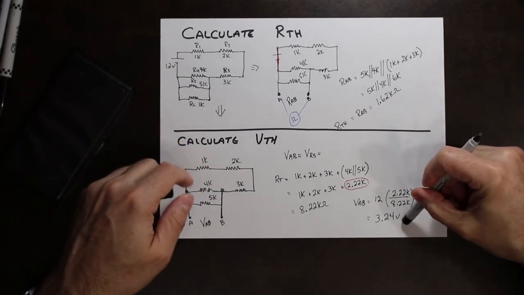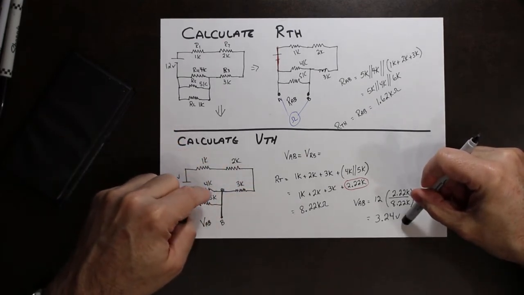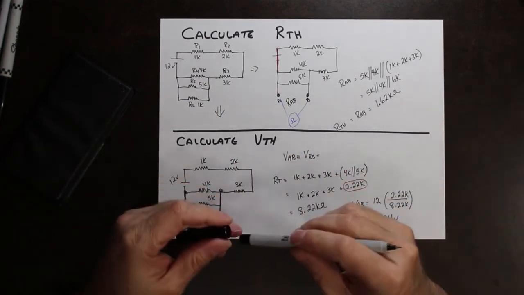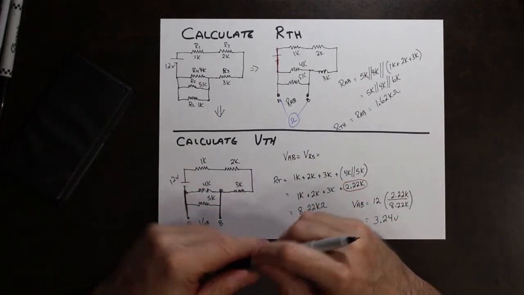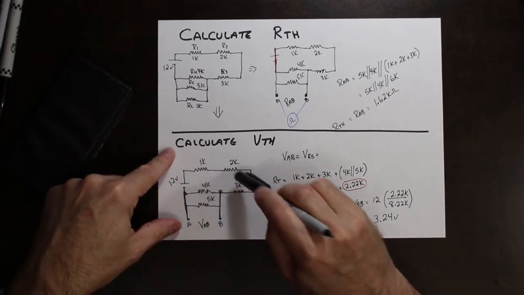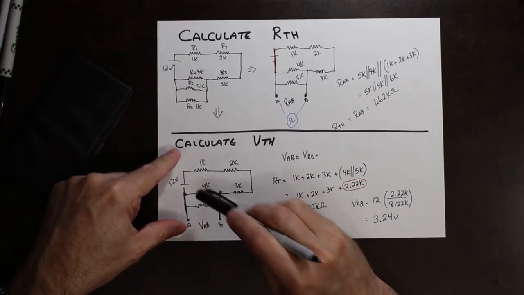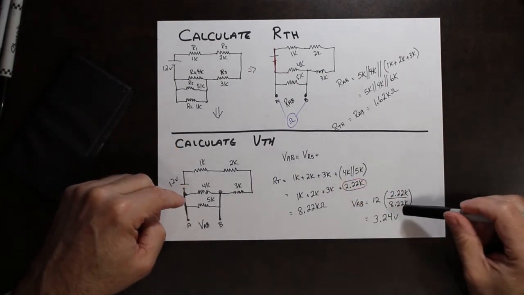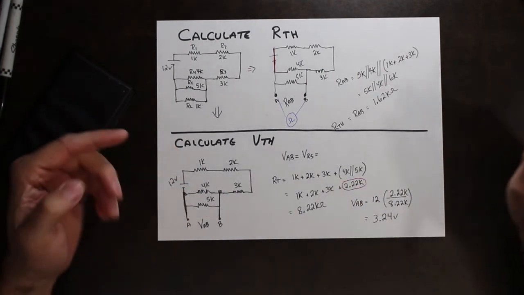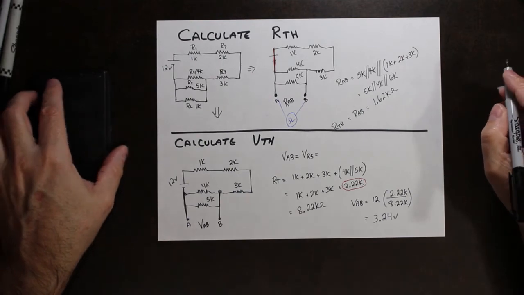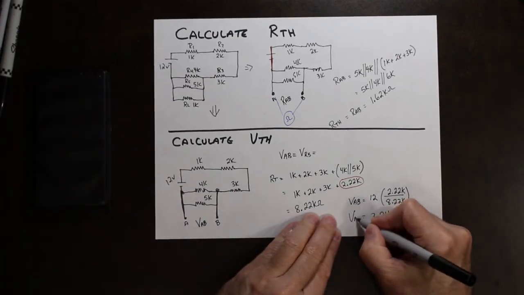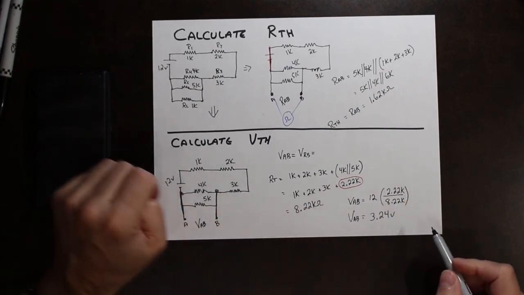You could actually find I total and then look at the voltage drops. So you've got Kirchhoff's voltage law for a series circuit, where all of the individual voltage drops must add up to the total. So you could do it that way. I chose to do it with a voltage divider. You could use Ohm's law, whatever way you want. So the voltage from A to B calculates to 3.24 volts.